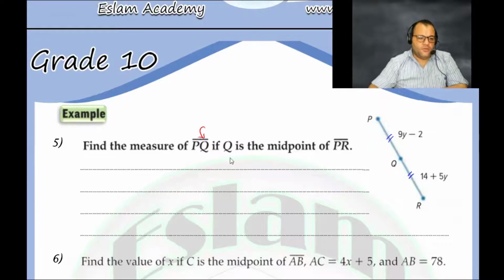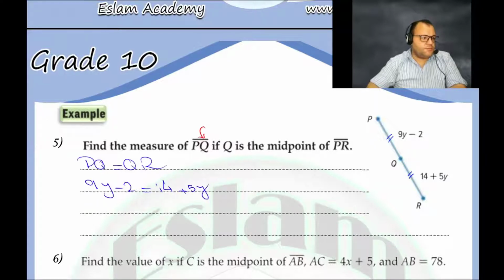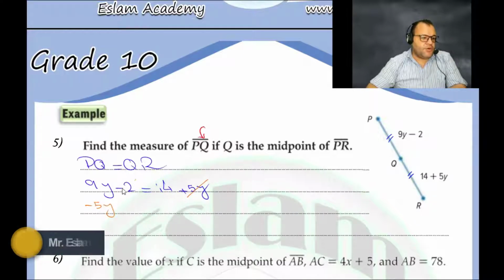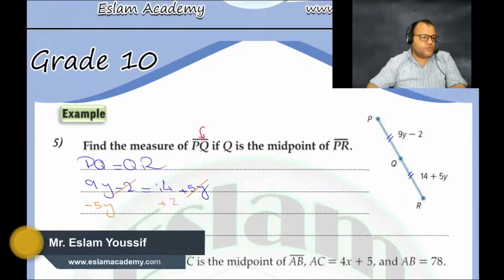How do we know that? Because Q is the midpoint, so PQ has two equal sides, the same as QR. By solving the equation, we have 9y minus 2 equals 14 plus 5y. Then we subtract 5y from both sides and add 2.